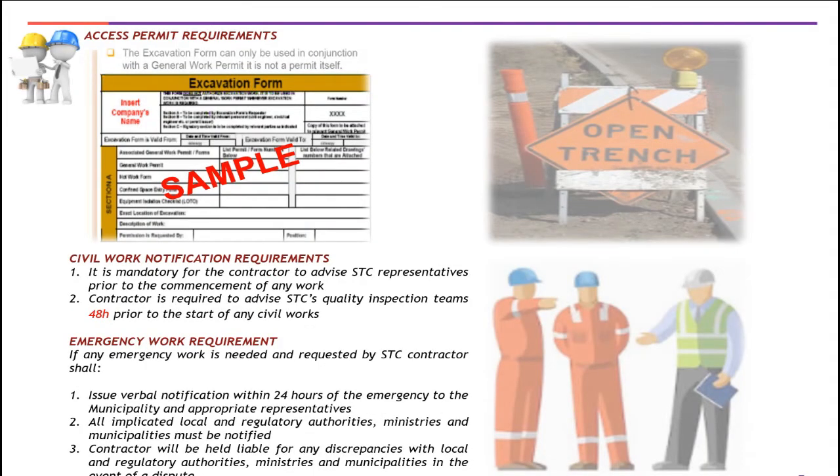So in this slide, let us discuss the different requirements that each contractor must obtain prior to commencement of any civil works. Number one in the list, access permit. Access permit, as you know, is very important whenever you work on either a publicly owned property or a privately owned property.